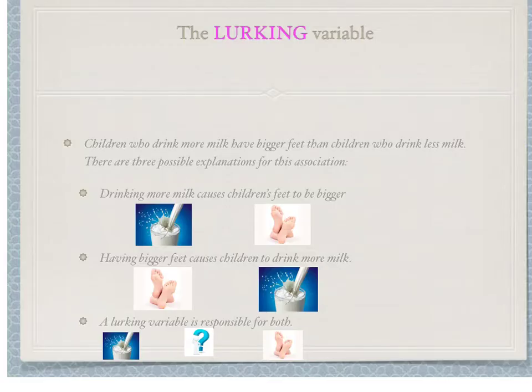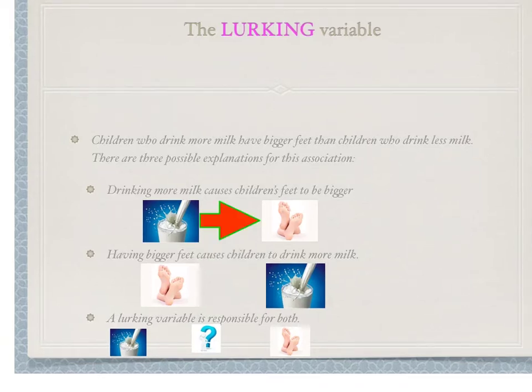The lurking variable. Children who drink more milk have bigger feet than children who drink less milk. There are three possible explanations for this association. The first one is drinking more milk causes children's feet to be bigger. The second one is having bigger feet causes children to drink more milk. And the third one is that there's a lurking variable that's responsible for both.